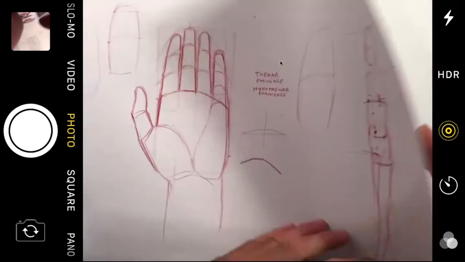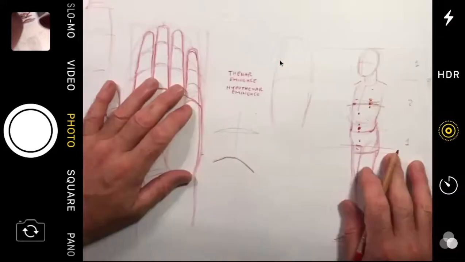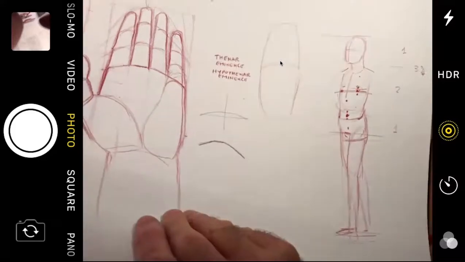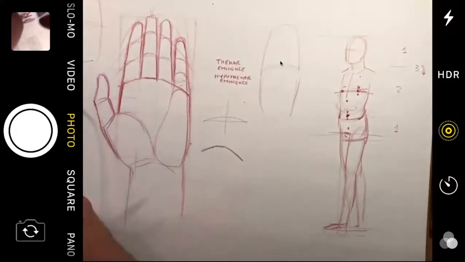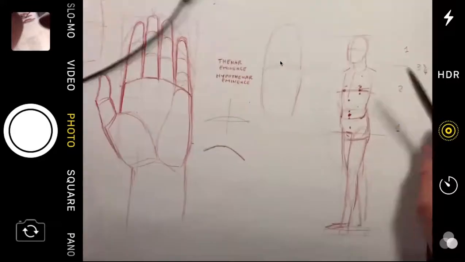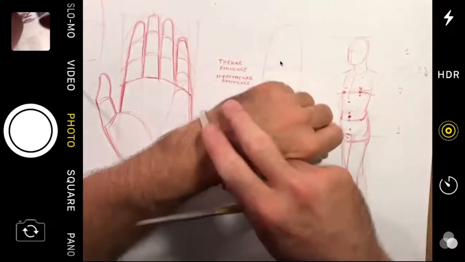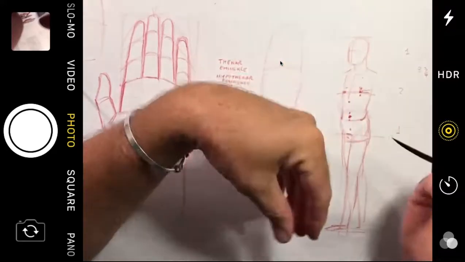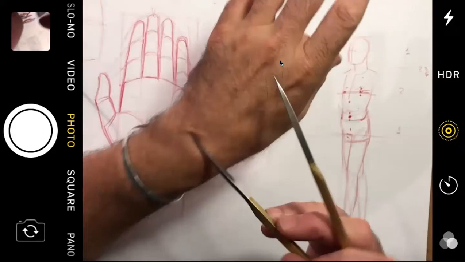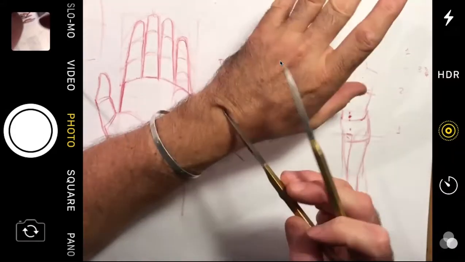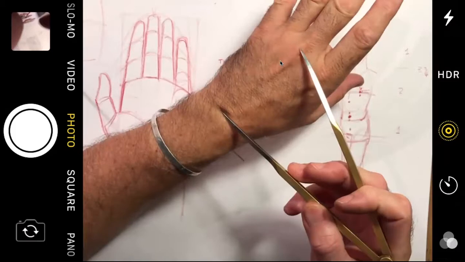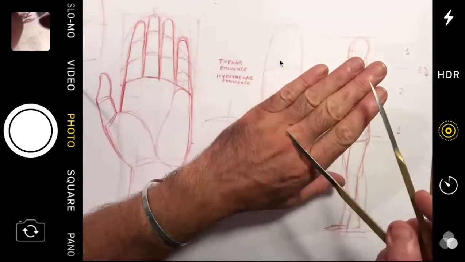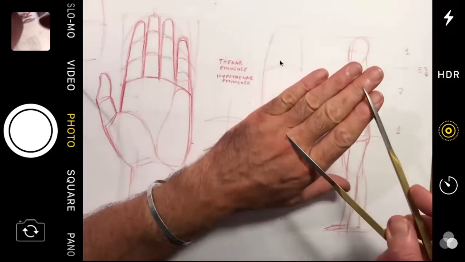Okay. Now let's look at the back of the hand, right? I measure the wrist here, and the knuckles right here. And now I take this measurement and move it up, and I see that now it's the opposite. Now the fingers are longer than the palm.